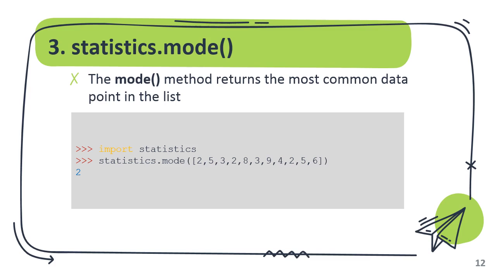Then we have passed there 2, 5, 3, again 2, 8, 3, 9, 4, again 2, then 5 and 6. Among these values, 2 is the most commonly appearing value. So output would be 2. Okay, so that is the statistics module.